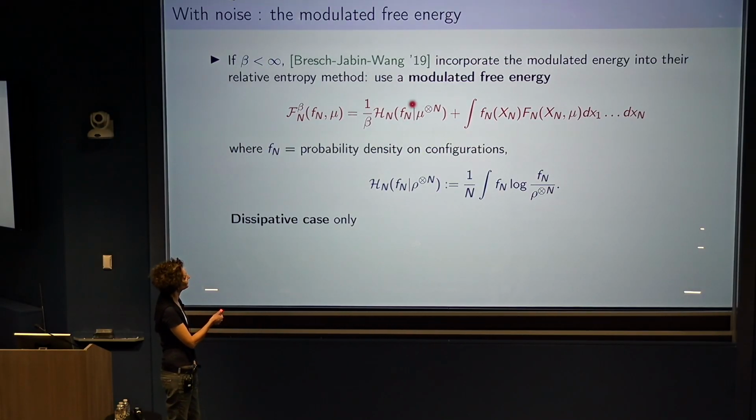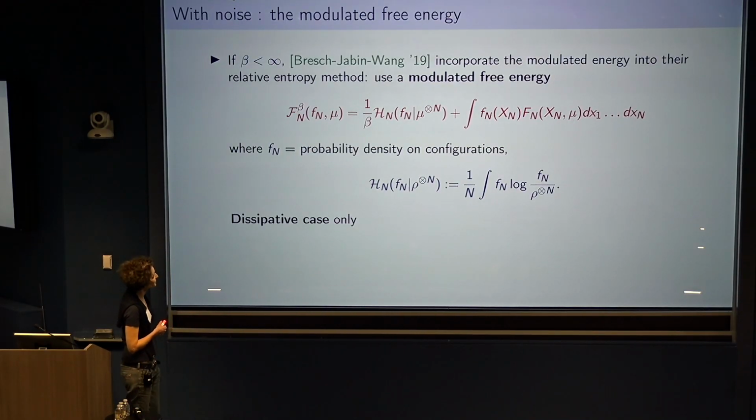So now we're back to the probabilistic description in terms of the joint law, F_n, that you compare with the tensorized law, mu to the tensor n. You should divide by beta, and you should add. You see here, this is the average modulated energy, or the expectation with respect to the law F_n of the modulated energy.